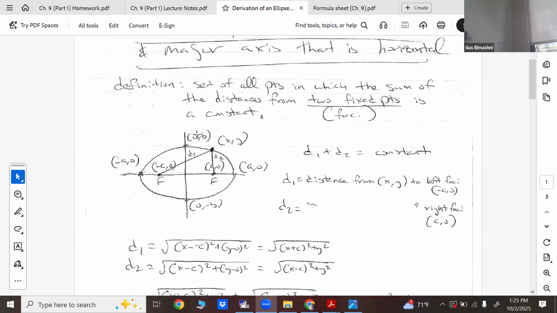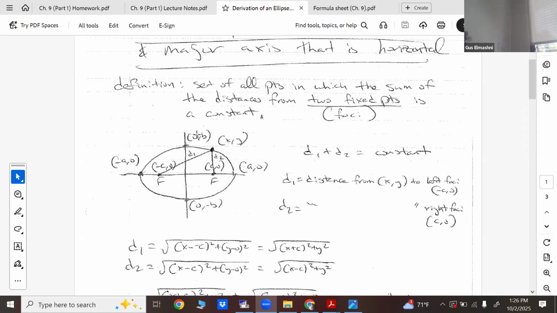Now, the distance from here to focus 1, I'll call it D1. The distance from here to focus 2, I'll call it D2. So D1 plus D2 has to always be a constant. That's what that means. If I were to pick another point somewhere else and do the same 2 segments, those 2 segments will always add to the same number, regardless of where you are on the ellipse. So I'll let D1 be this and D2 be this.